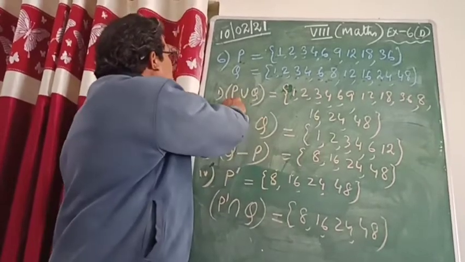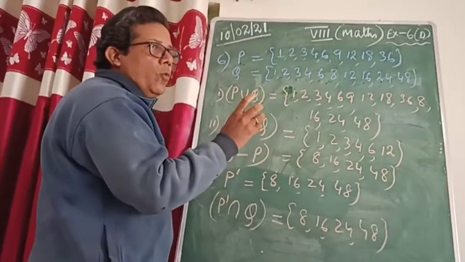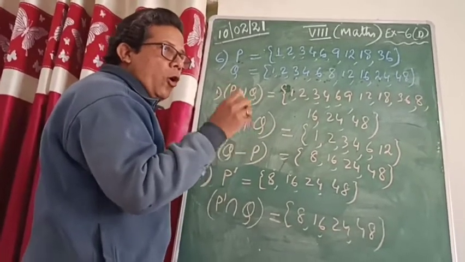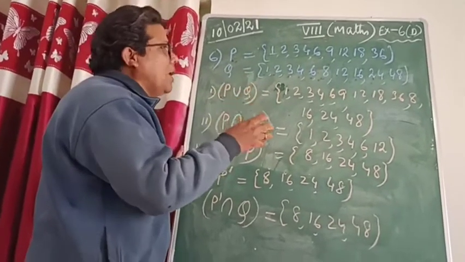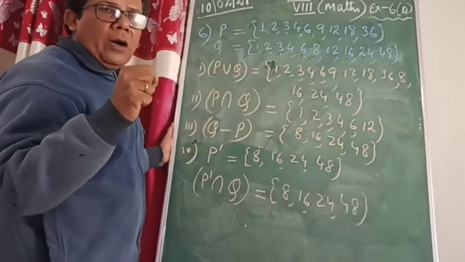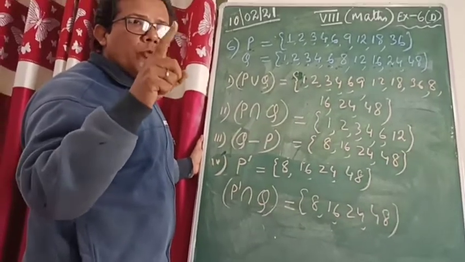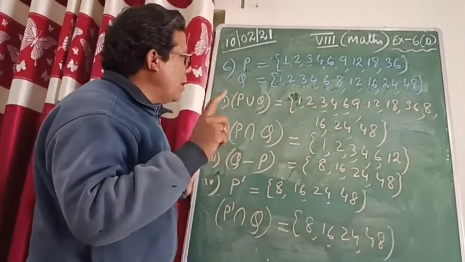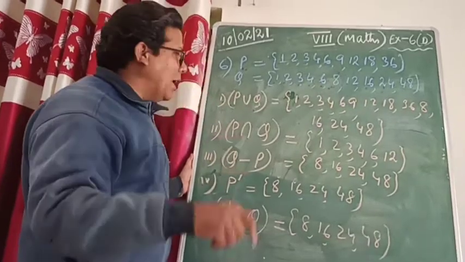So I hope it is clear to you what is P union Q. P union Q means all those elements present in P and present in Q, you write them together. But no element is supposed to repeat. Every element will come only one time.